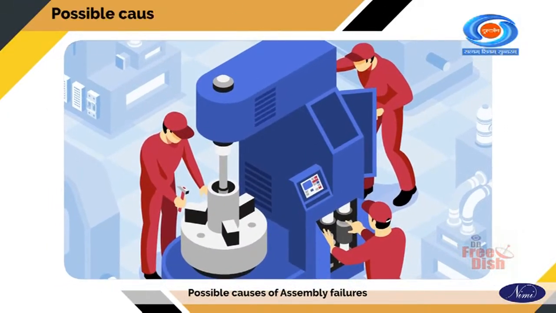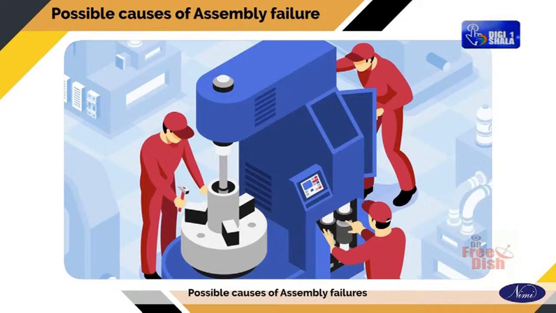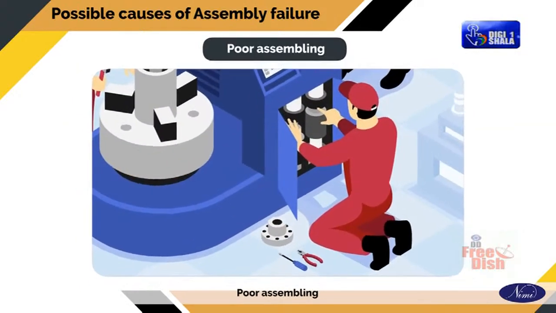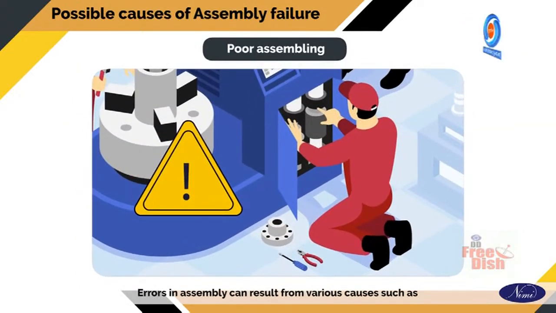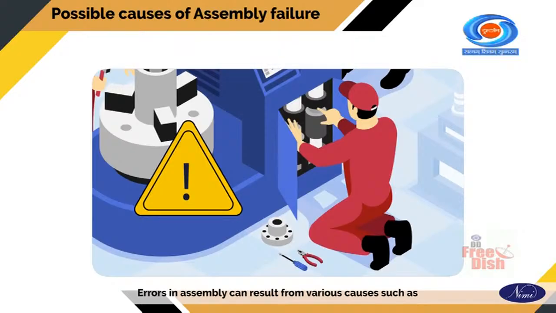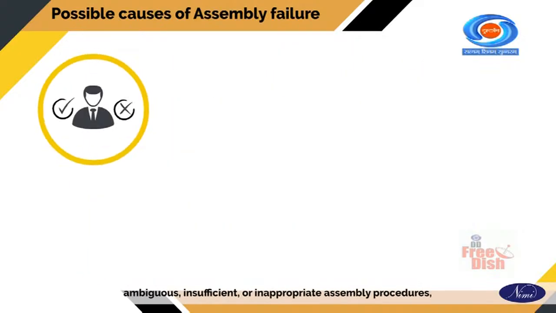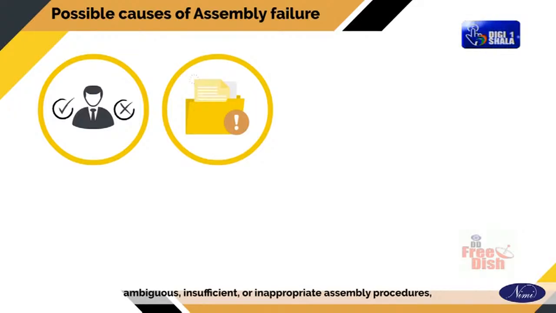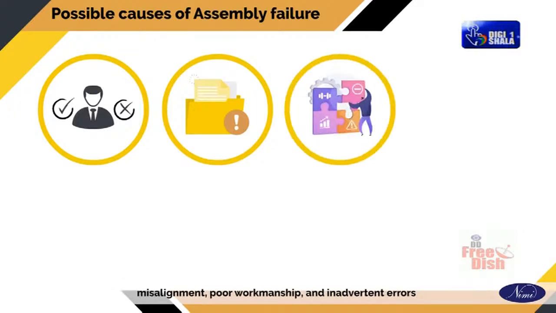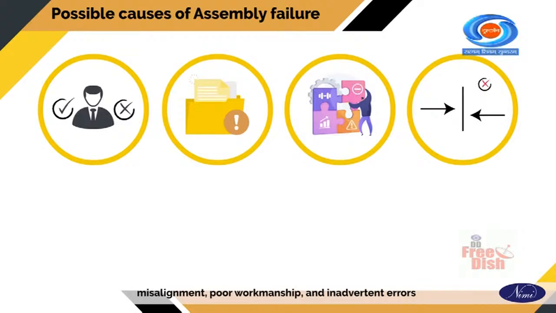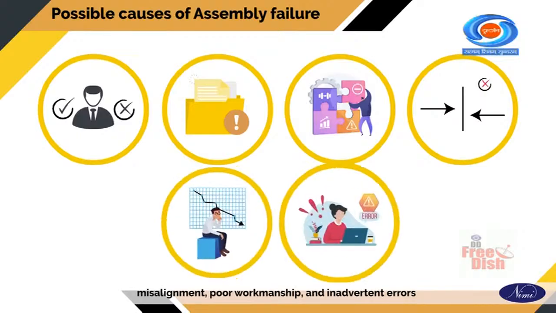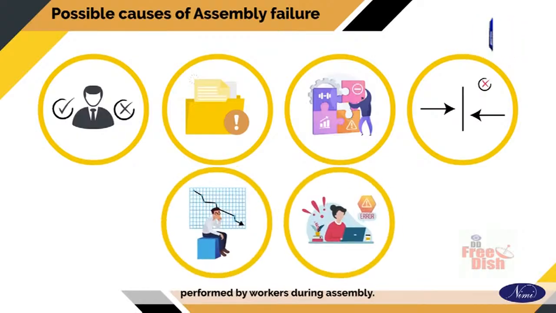Possible causes of assembly failures. Poor assembling. Errors in assembly can result from various causes such as ambiguous, insufficient or inappropriate assembly procedures, misalignment, poor workmanship and inadvertent errors performed by workers during assembly.